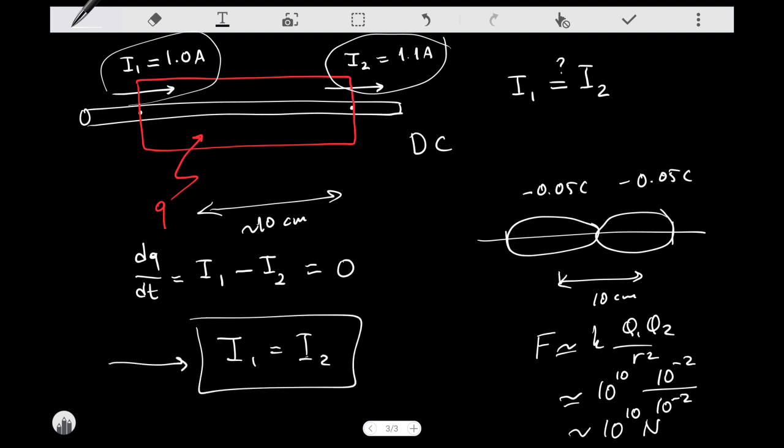But of course, just keep in mind that this is an assumption, right? There are some situations where you can really have different currents at different parts of the same wire. That's a possibility. But there are certain situations that we meet a lot, in which case the assumption that the currents are the same is a valid working assumption.